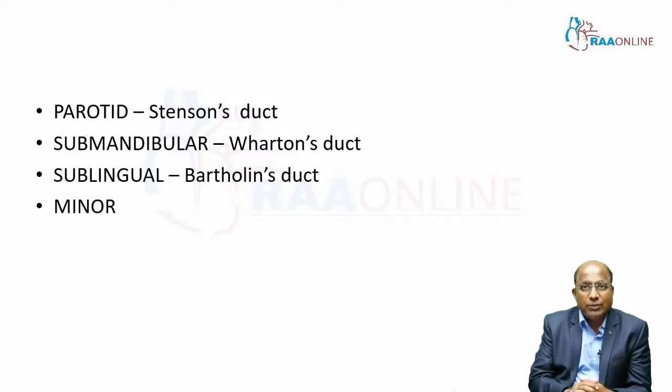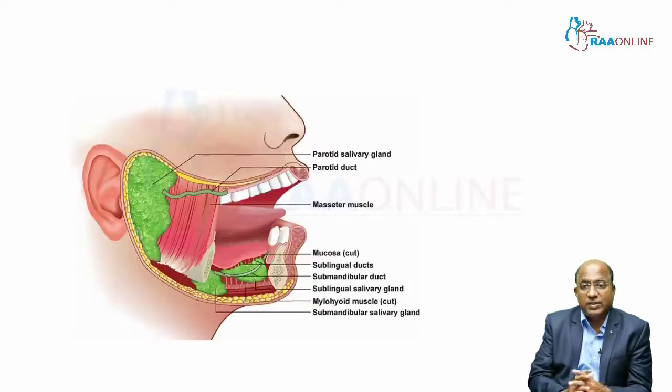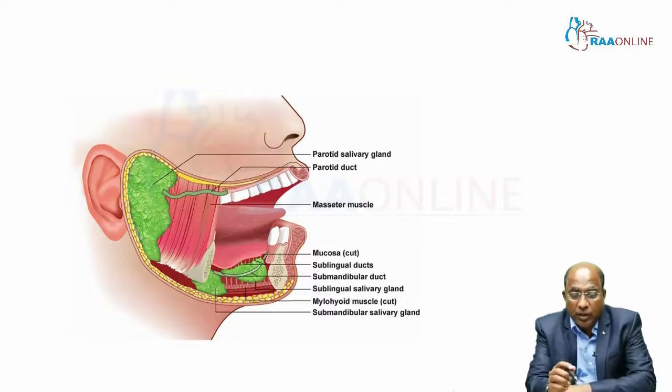which are your sublingual glands opening. Of course, you have minor salivary glands in the lower labial mucosa, upper labial mucosa, on the palate, and in the tongue. There are a lot of minor salivary glands, right? So the major glands are the parotids, the submandibular and sublingual, and hundreds of minor glands in the oral cavity, including the pharynx and paranasal sinuses, right?